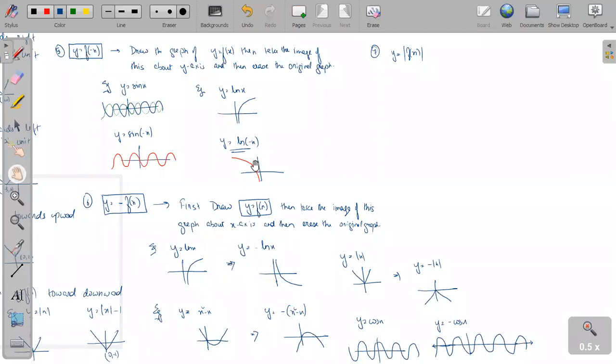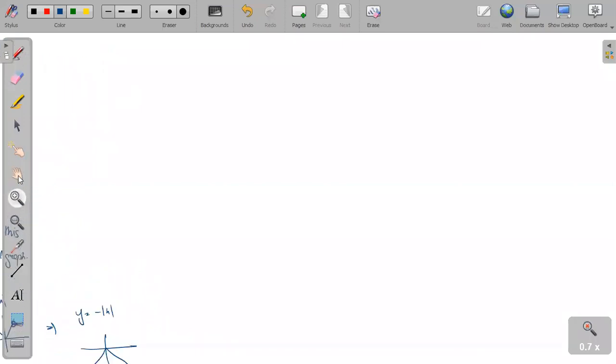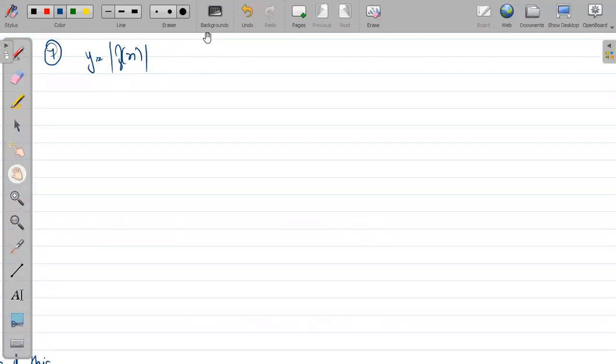So point number 7, let's try to understand point number 7. See, point number 7 is y equal to mode of f of x. We are putting mode over f of x. Actually, you have done this function several times, but let's understand it in a nicer version.